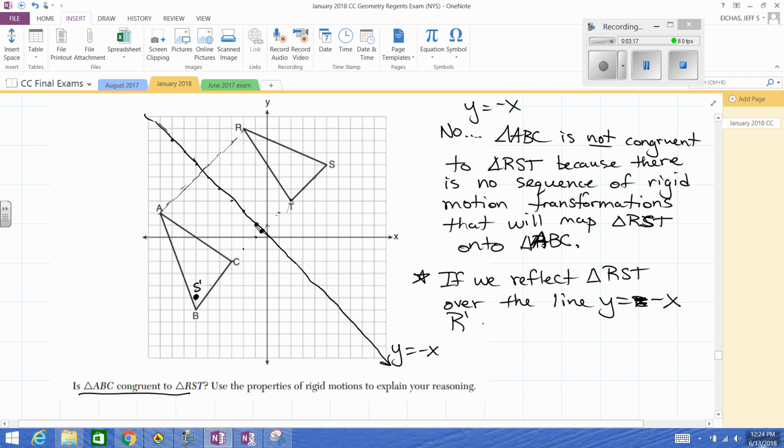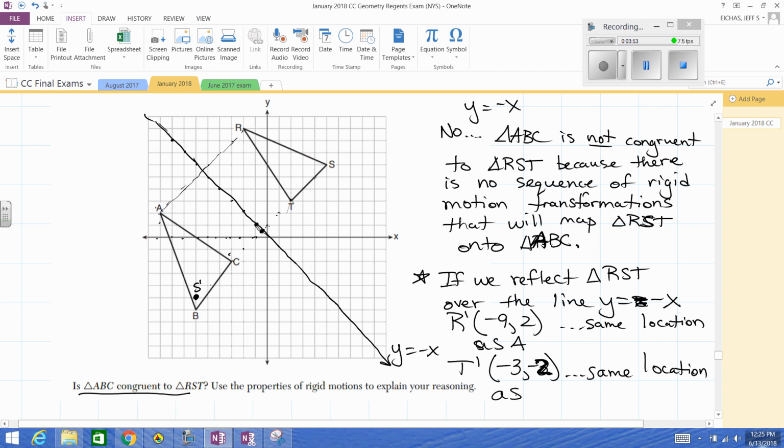R prime is negative 9, 2, the same location as A. T prime is going to be negative 3, negative 2, the same location as C.